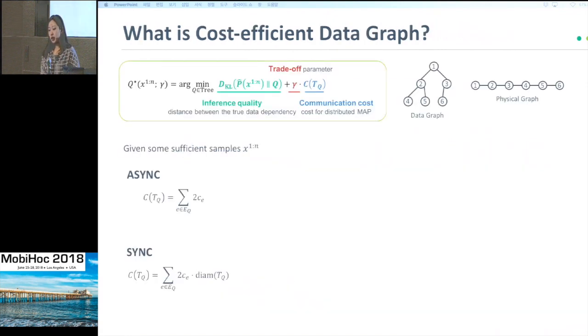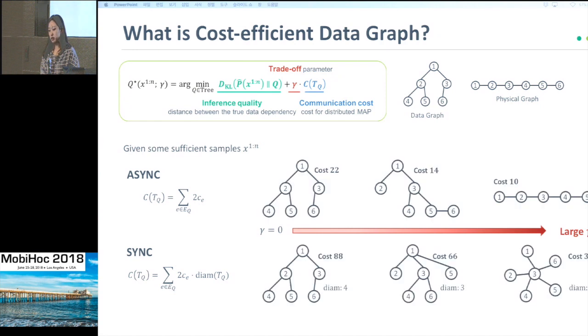So here I want to explain some examples of the cost-efficient data graph structures. For the synchronous inference method, as we focus on the communication cost, the resulting cost-efficient data graph follows the physical graph, while for the asynchronous method, the resulting optimal solution tries to have a smaller diameter, for example, in this star topology.